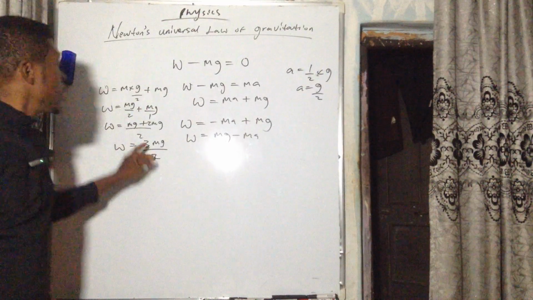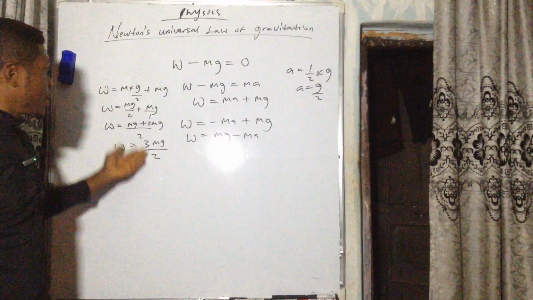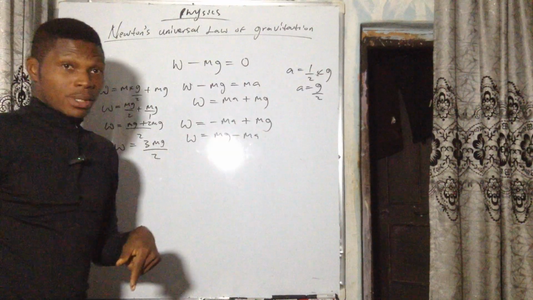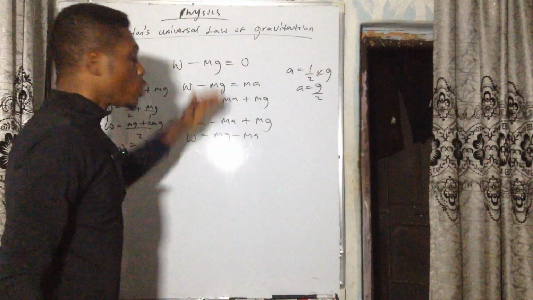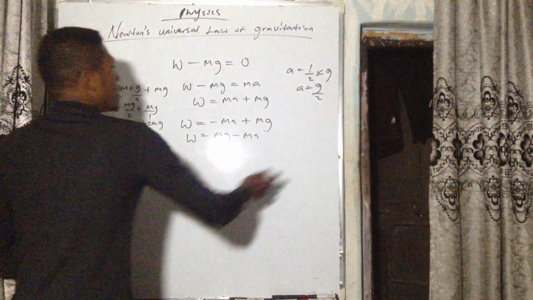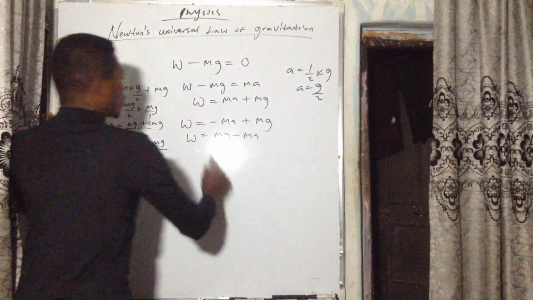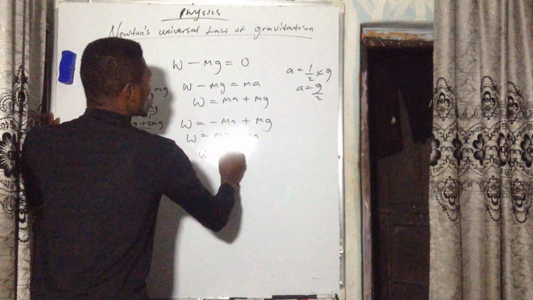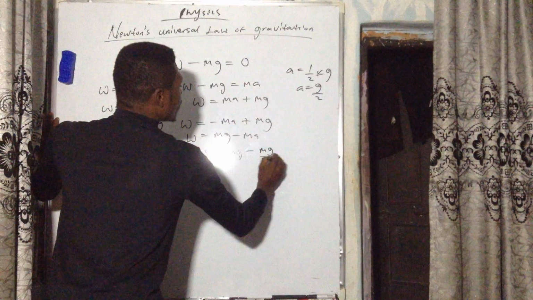Do you see? So when you are going up, your weight will be 3 over 2 times your weight. Do you understand? 3 over 2 times your weight. Now, when you are going down, let's say with the same acceleration, g over 2, your weight will be equal to mg minus mg over 2.